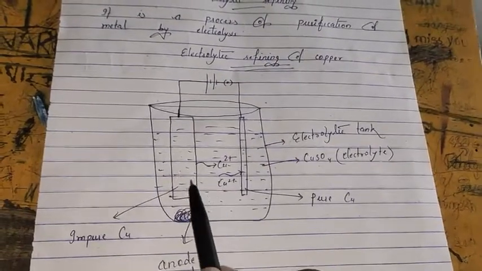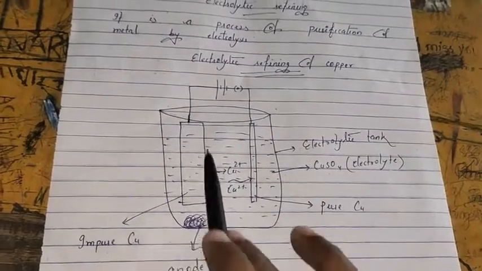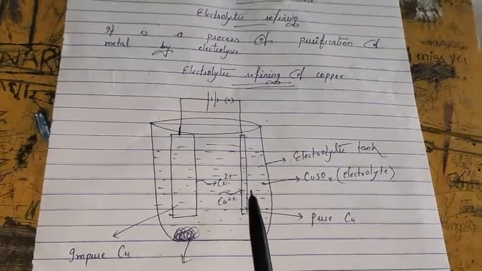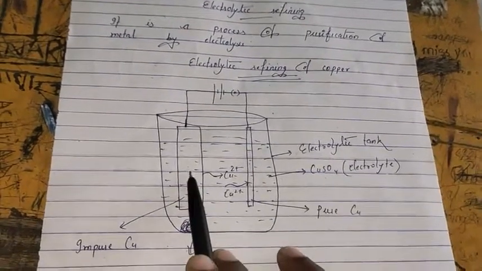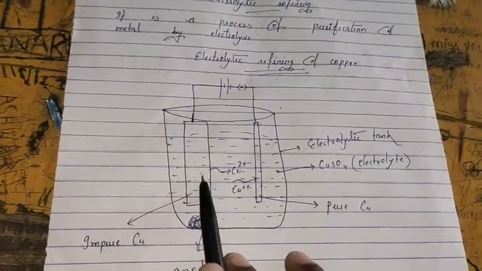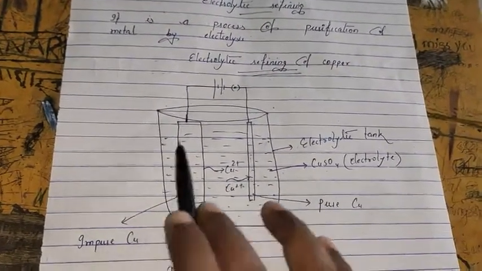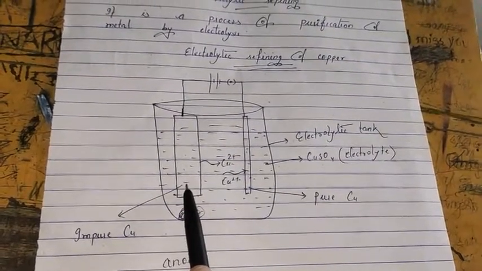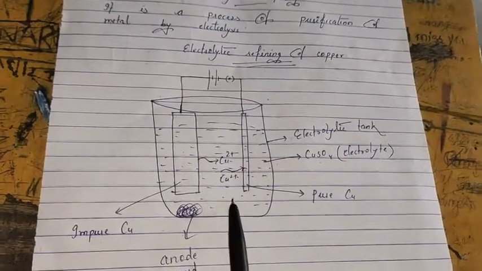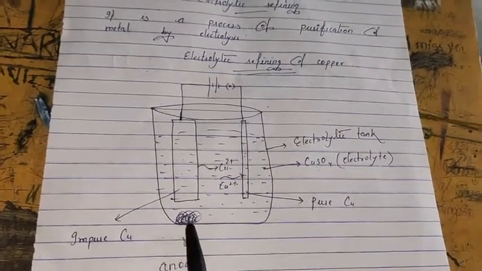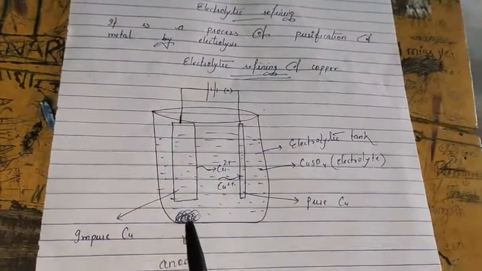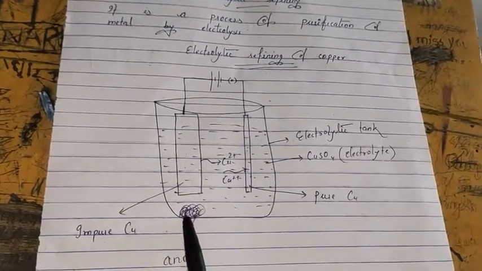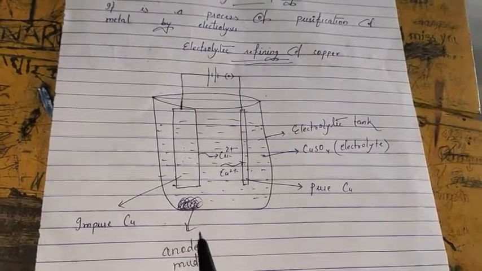Now in this way, all the pure copper from this impure copper sample gets deposited on this rod, that is on the cathode, and the impurities that were present in this impure copper rod get dissolved in the electrolyte, but some amount of impurities which are not soluble in the electrolyte get deposited at the bottom of the anode. This is the anode. So at the bottom of the anode, those impurities which are insoluble in the electrolyte get deposited. These impurities are called anode mud.